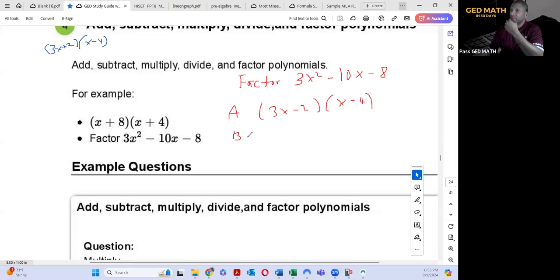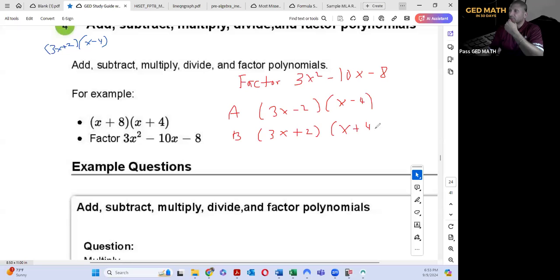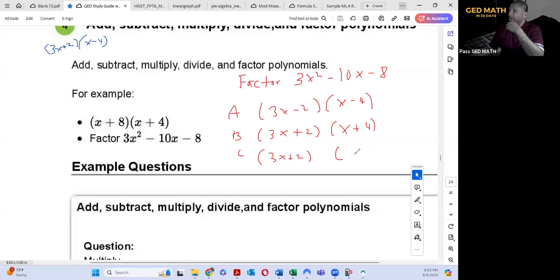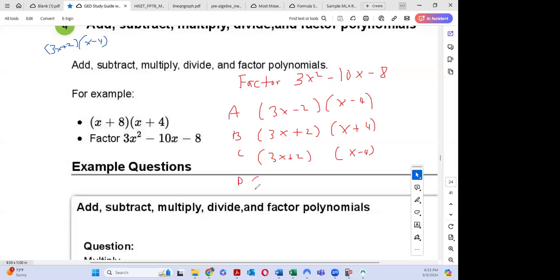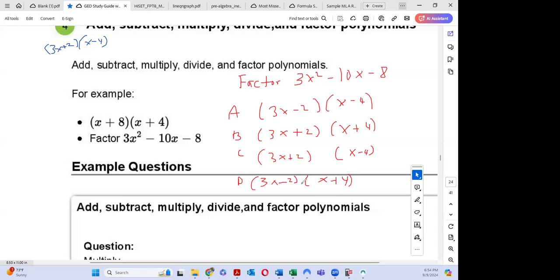They're going to have B, 3x plus 2, x plus 4. They're going to have C, 3x plus 2, x minus 4. And then they're going to have D, 3x minus 2 times x plus 4. So they're giving you the multiple choice.